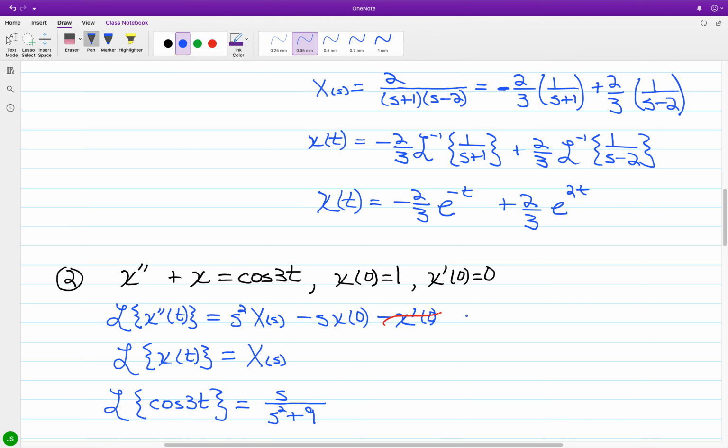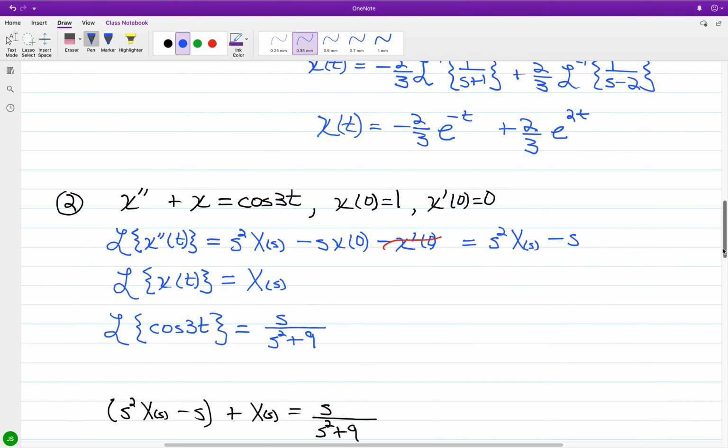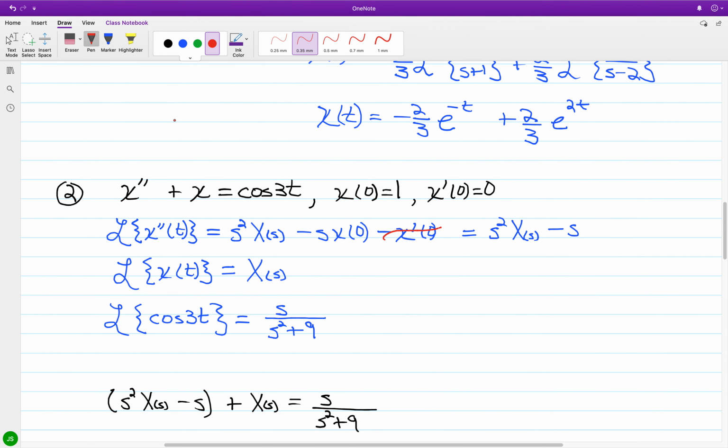And so we have in the setup: s squared times the Laplace transform X(s), minus s times 1, so we have minus s. And the Laplace transform of x(t) gives X(s), equal to the Laplace transform of cosine of 3t, which is s over s squared plus 3 squared, namely s over s squared plus 9. Just filling in, we have the second order derivative with this combination of terms, plus X(s), and the cosine of 3t Laplace transform equivalent. Again, we have s over s squared plus 9.